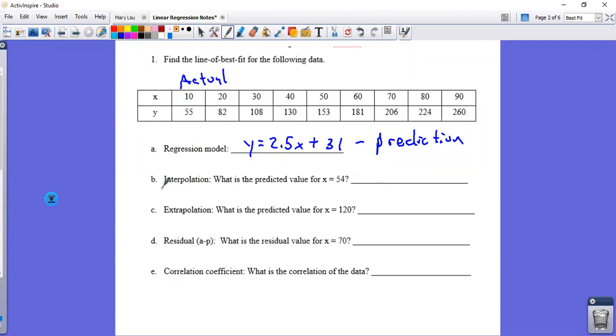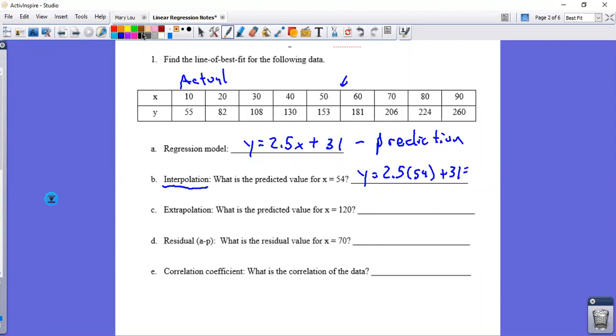So you need to know for this unit, the word interpolation means when you predict for X values that are within your data, so any number from 10 to 90 would be an interpolation. 54 is in the data. So 54 is probably going to give us some number in between 153 and 181, if this is a good prediction model and this is nice and linear. And all you're doing is plugging it in. So what is y, 2.5 times 54 plus 31?